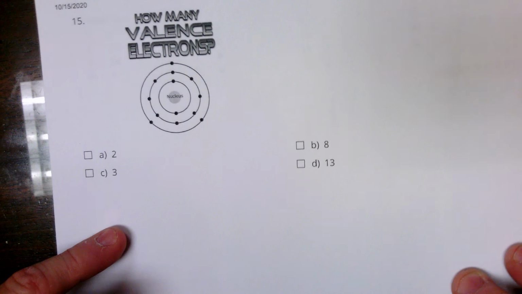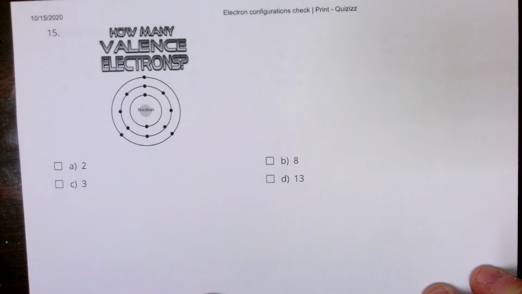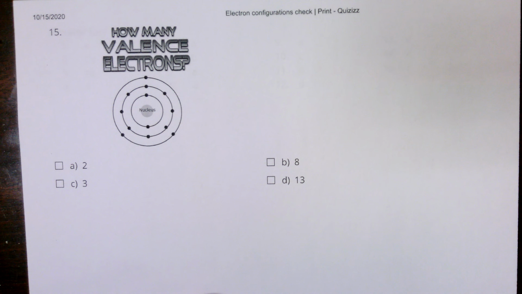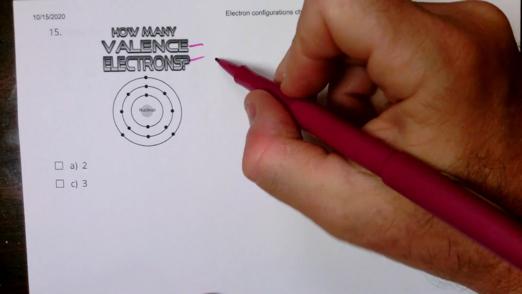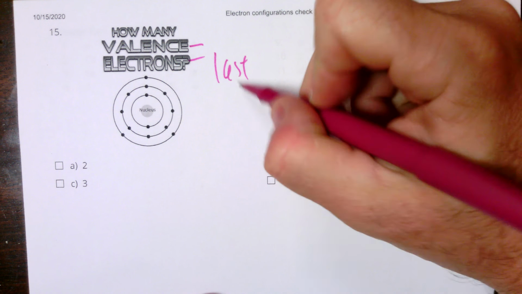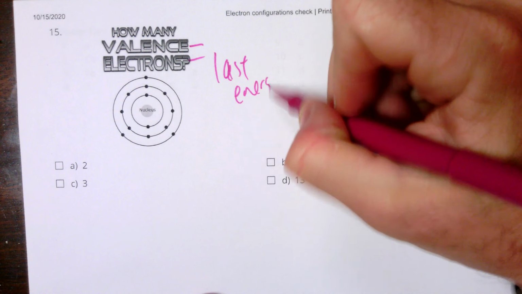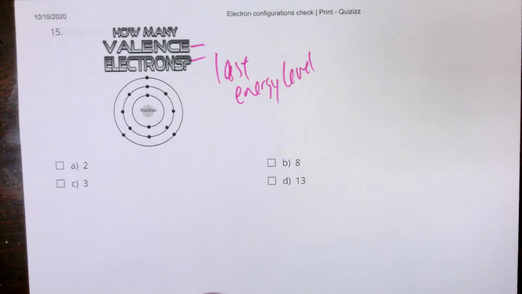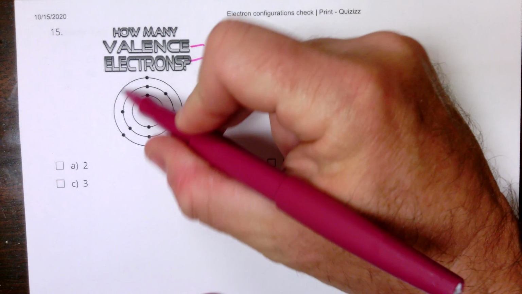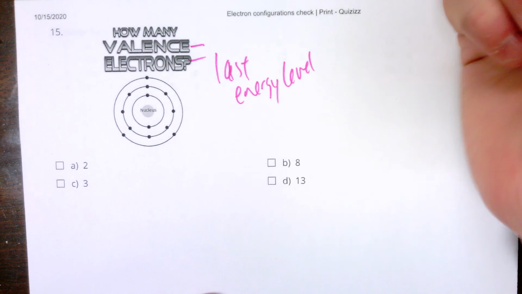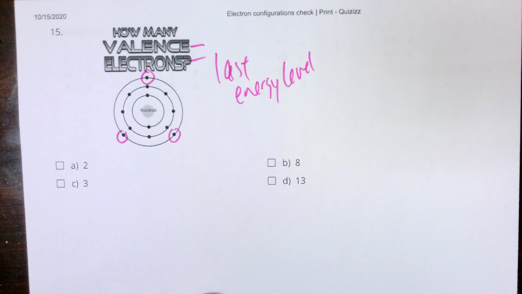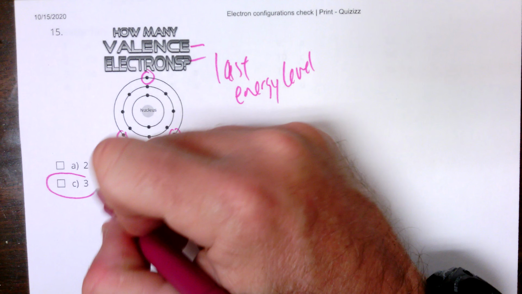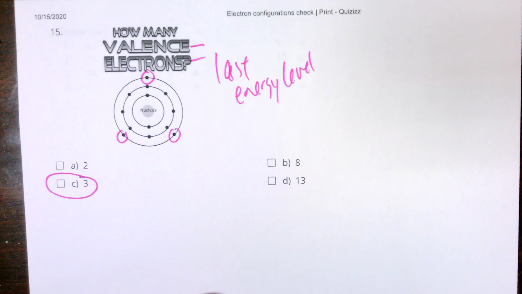And finally here, we got this Bohr model of an atom. And we want to know how many valence electrons are present here. You have to understand that valence electrons are last energy level electrons. Well, that's this outermost ring. Well, let's count. 1, 2. We've got 3 valence electrons for this particular atom.